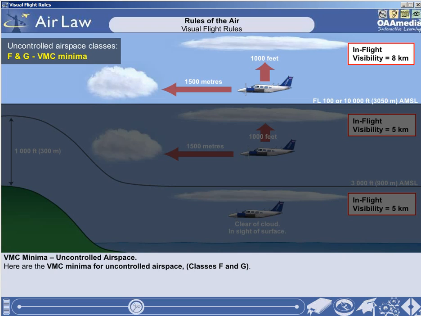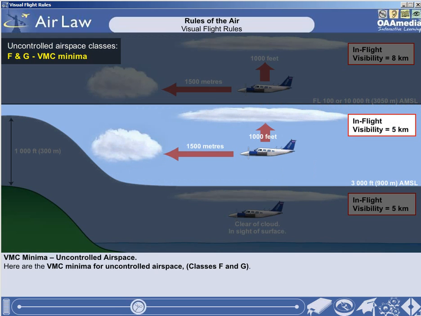You will notice that these VMC minima above 10,000 feet or above flight level 100 in uncontrolled airspace are the same as for the VMC minima in controlled airspace above that level. Use your pause button if you wish to remain on this frame.